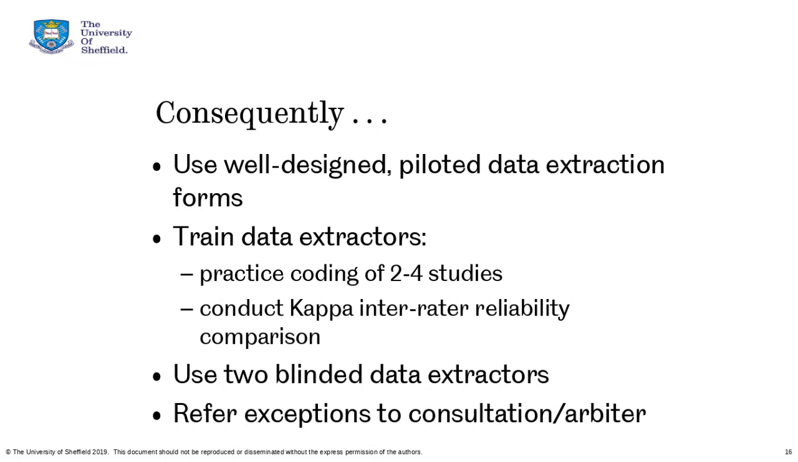We need to train data extractors, perhaps coding for 2 to 4 studies with a mixture of quantitative and qualitative elements, and maybe use this as an opportunity for some inter-rater reliability comparison across important outcomes. We'll optimally use 2 blinded data extractors, but if not, some permutation of 2 people being involved. So it may well be that if a data extractor is primarily quantitative in background, that we have a qualitative based data extractor who just checks the columns of the spreadsheet associated with the qualitative data extraction, both for consistency and for quality. And as with any data extraction, we need a process by which we are able to resolve any issues, whether this be through consultation or through a single arbiter, a third person.